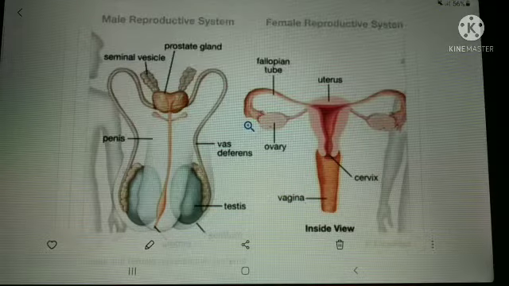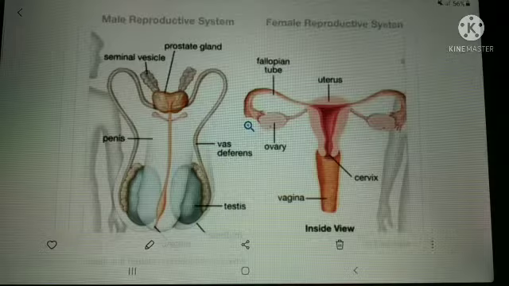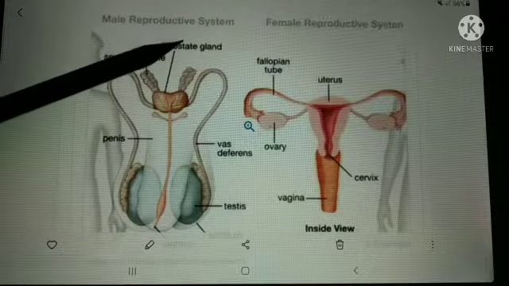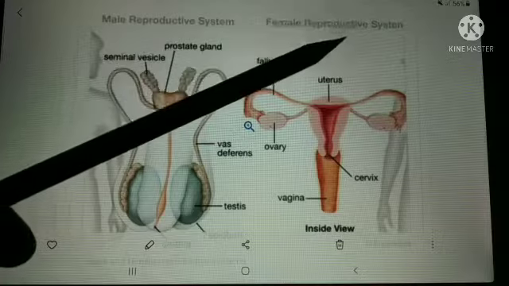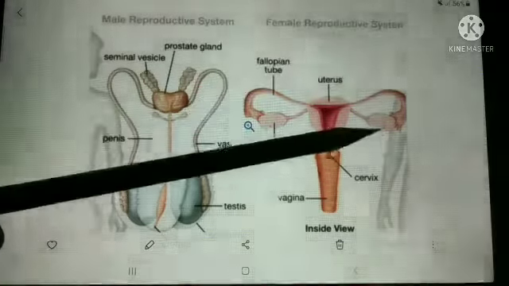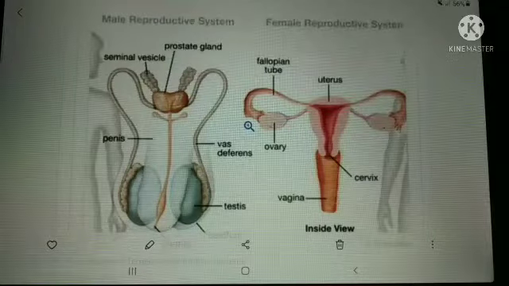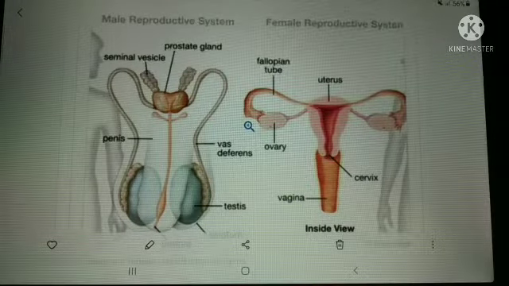Our today's topic is reproduction, the process of reproduction. Before that, we will discuss in short about the male reproductive system, the female reproductive system, and ovulation and fertilization, and finally the reproduction.